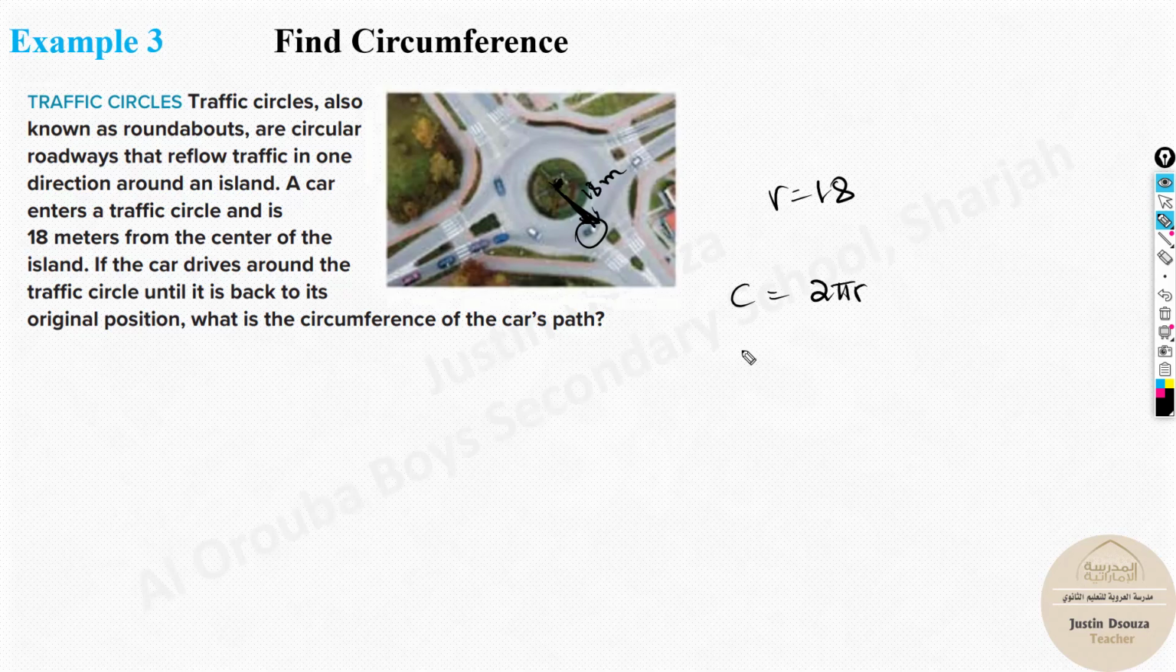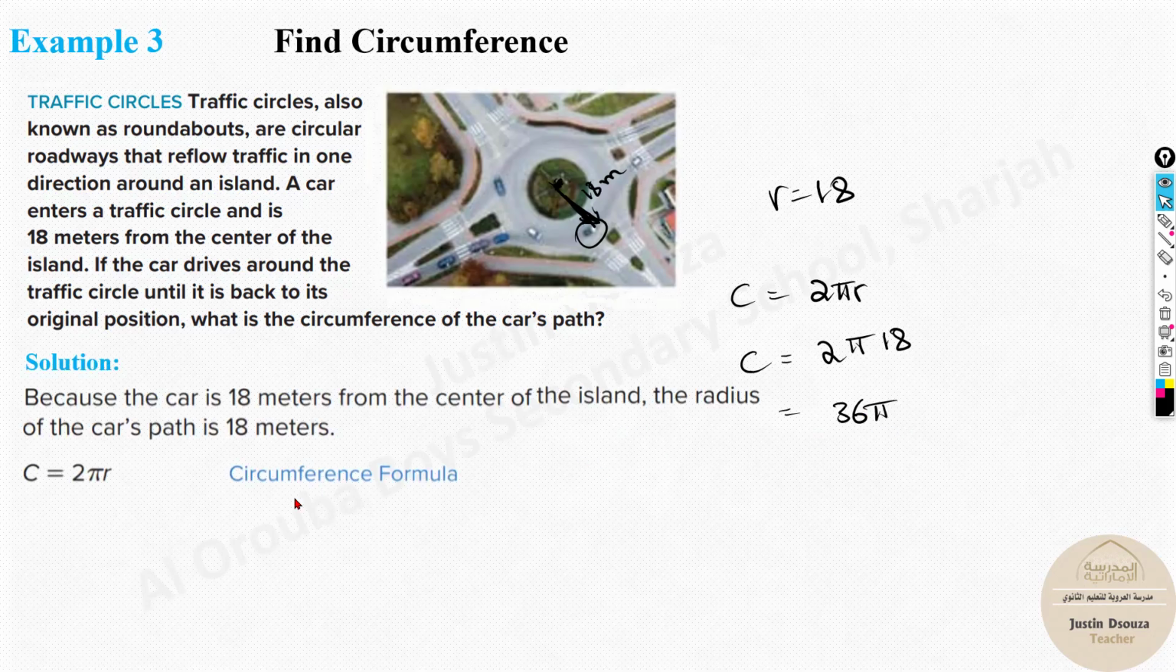So all you need to do is substitute the value. C will be 2 pi r, where r is 18. So all you do is multiply 18 into 2. It is 36 pi. That is the answer. We generally leave pi like that itself. Sometimes we multiply it out, but we can leave it in terms of pi. It's fine. They have solved it as well, but this much is enough.